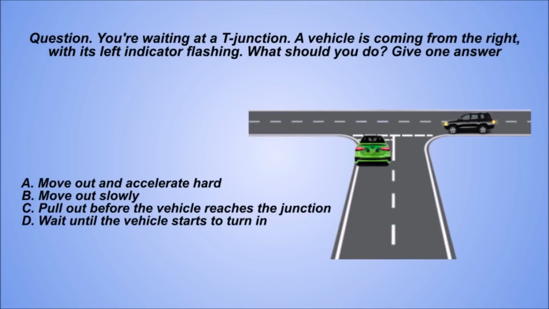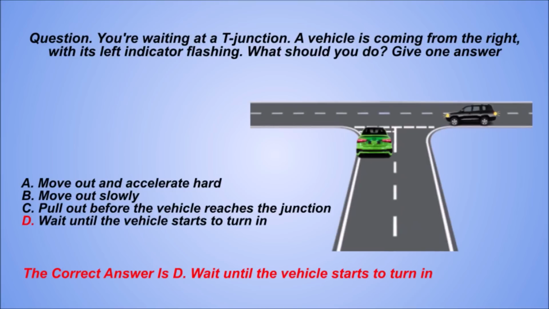Question: you're waiting at a T-junction. A vehicle is coming from the right, with its left indicator flashing. What should you do? Give one answer. A. Move out and accelerate hard. B. Move out slowly. C. Pull out before the vehicle reaches the junction. D. Wait until the vehicle starts to turn in. The correct answer is D.